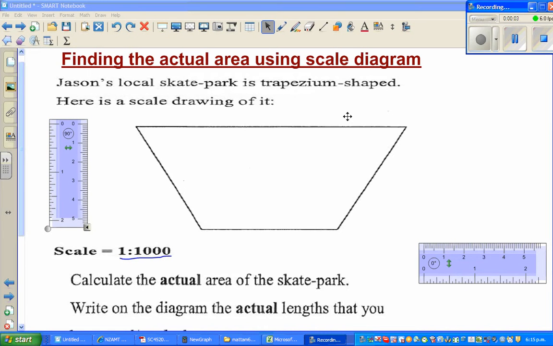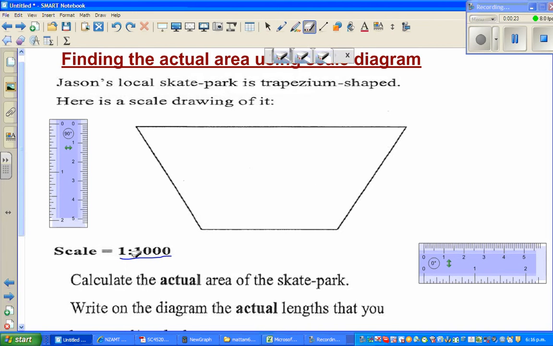The purpose of this video is to find the area of a trapezium shaped park using the scale diagram. So this is a scale diagram of a trapezium shaped local skate park, and we want to find the area of this skate park.